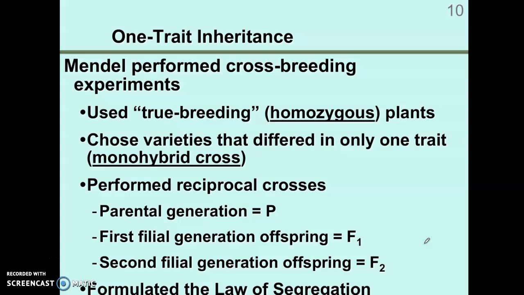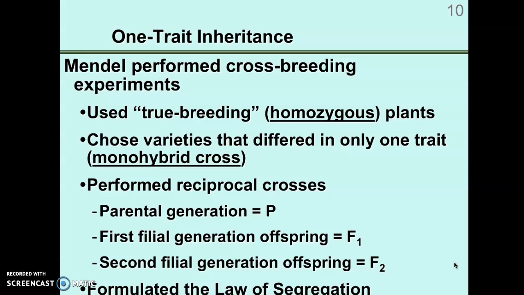And so what he did is he took that one color that he could very well see, the flower, purple versus white. When he took that true breed of homozygous dominant purple and homozygous recessive white, that was the parental generation. And when he crossed them, he had that first offspring generation, which we consider the first filial, so F1. And then from there, he took those new offspring and created another offspring generation, the second filial, so F2. And he formulated what we call the law of segregation.